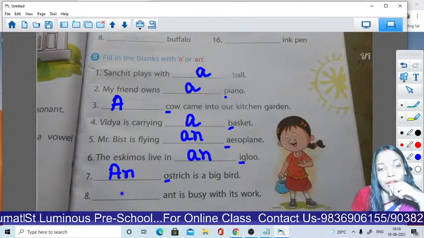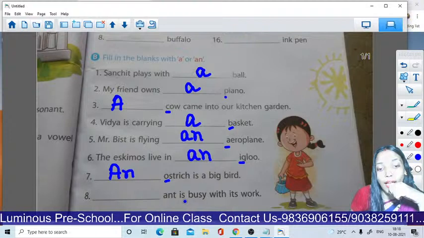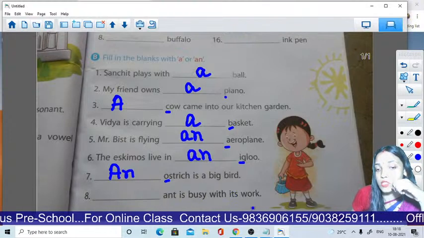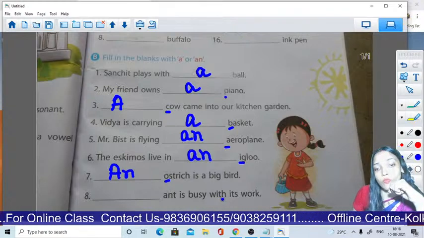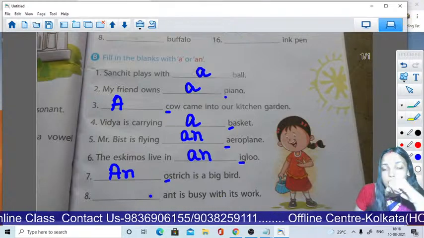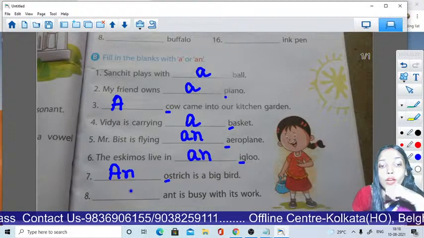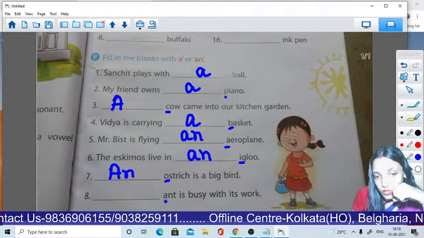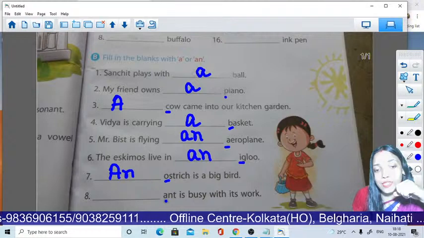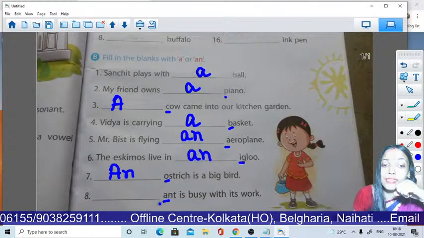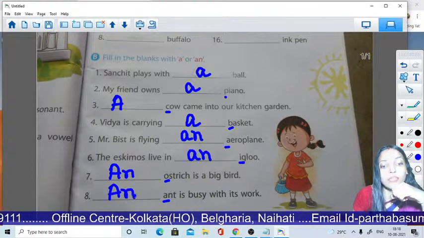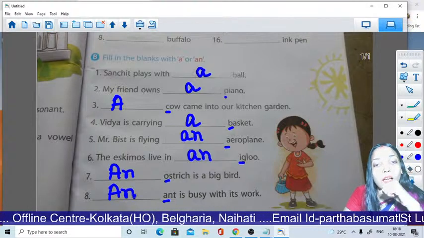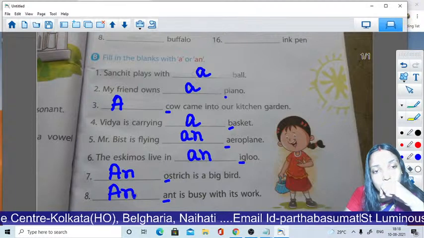Now number 8. Blank ant is busy with its work. Look here. Before ant, what can I write? The beginning letter of ant is A. It's vowel. So write n. Okay, clear? I hope you all understand it.